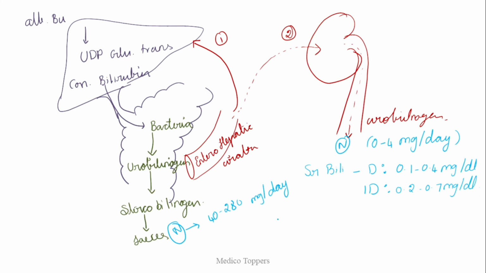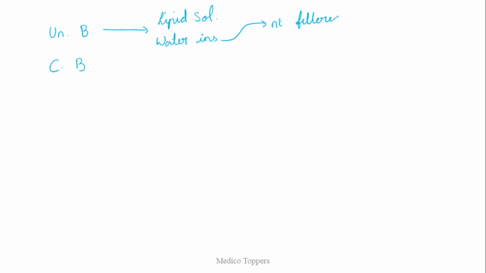And here comes the $1 million question. What about urine bilirubin? Normally there is an absence of urine bilirubin. There will be no urine bilirubin. Let me explain why. We already know there are two different types of bilirubin: unconjugated bilirubin and conjugated bilirubin. Unconjugated bilirubin is lipid soluble and water insoluble. So this is the direct answer. Because of water insolubility, it is not filtered by the kidneys. Simple.